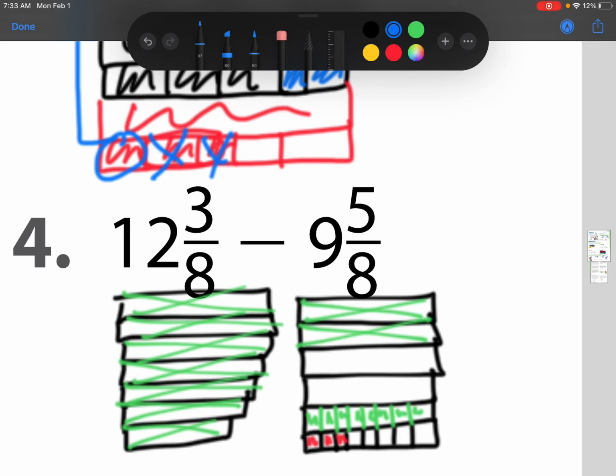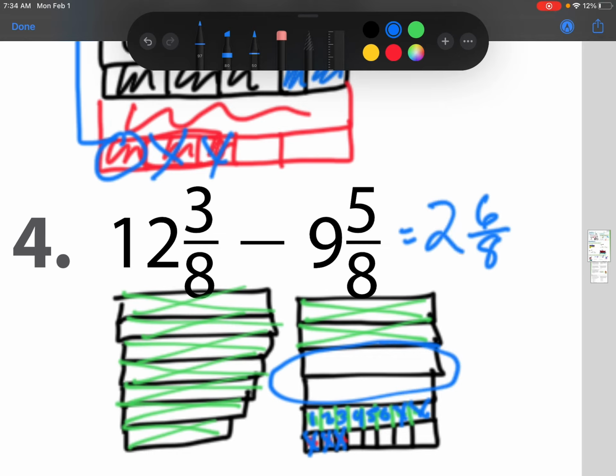And we need to take away 5 now. So let's see. 1, 2, 3, 4, 5. So how many pieces do we have left? We have 1, 2, 3, 4, 5, 6. So we have 6 pieces left out of 8. And how many holes do we have? We only have these 2 holes. So we have 2 and 6/8.